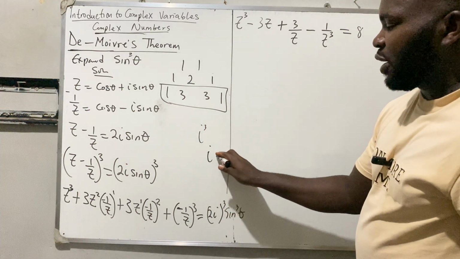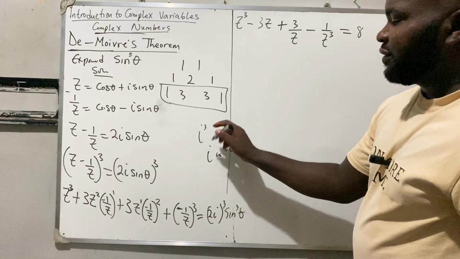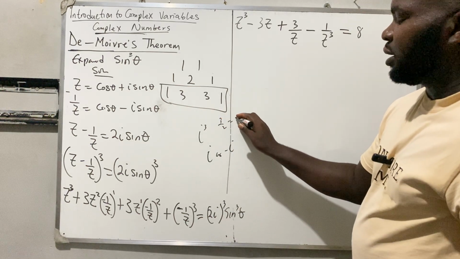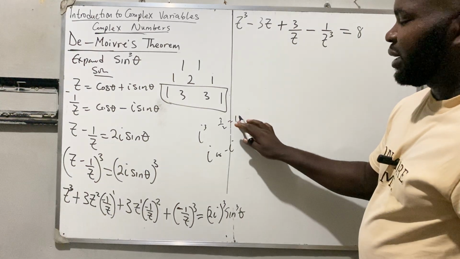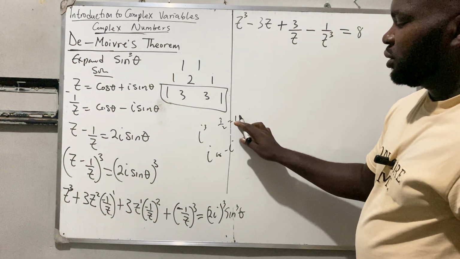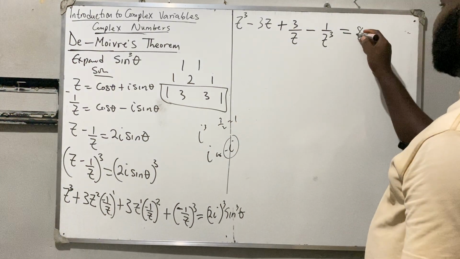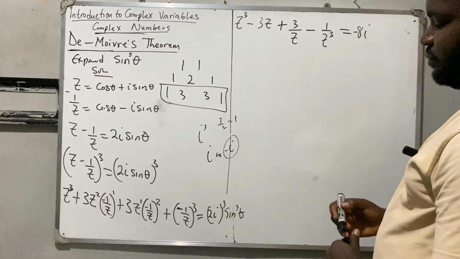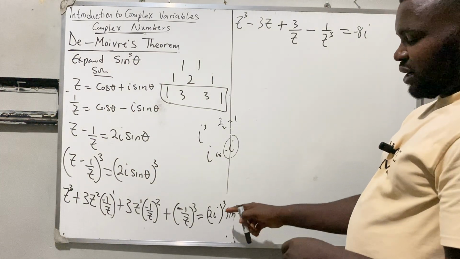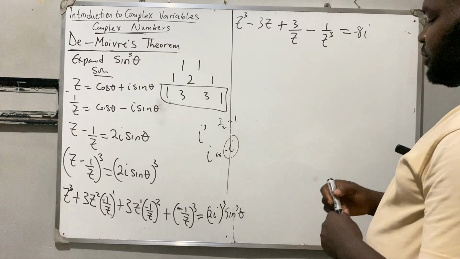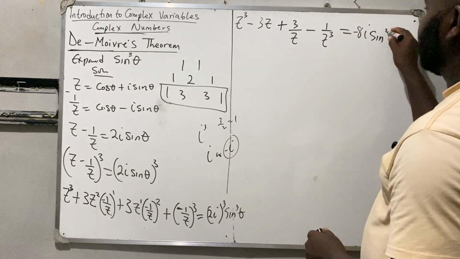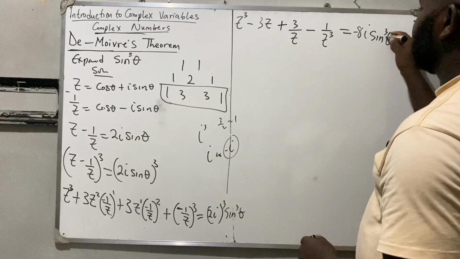I'm expecting i or minus i. If I divide 3 by 2, I'm having 1.5, but I don't need the point, so it's 1. So this one is odd, so I'm taking minus i. So this is minus 8i. Go and watch the first video, you'll understand how I got that i raised to power 3 is minus i. So I will now have sine cube theta.